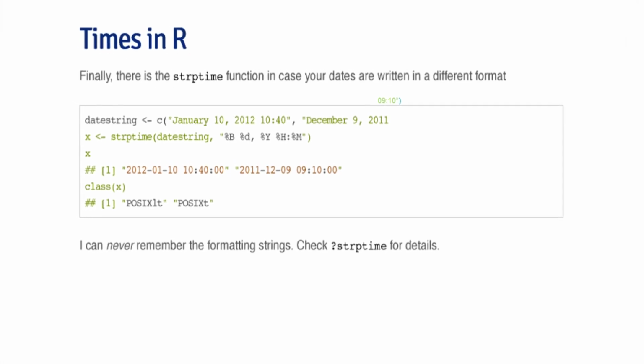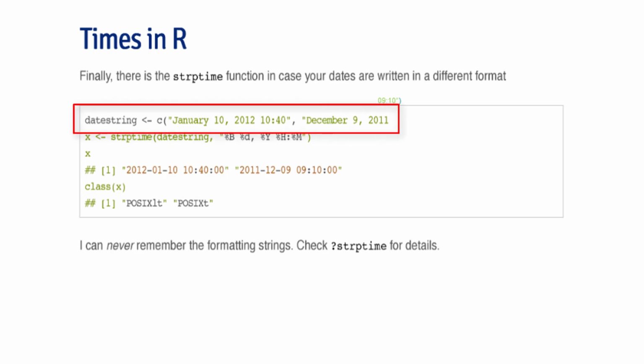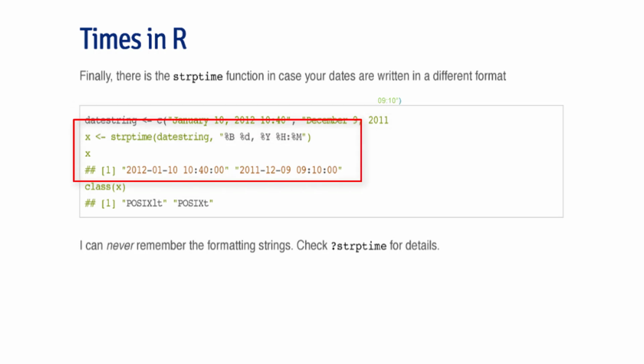So finally, there's a strptime function which converts dates which are written in character string format into date or time objects. Well, in this case, it converts into time objects. And they use what are called format strings. So here I've got a string that says January 10th 2012, and then 10:40, and then I have another string that says December 9th 2011 9:10. So if I want to convert these strings to time objects, I can use the strptime function. What I do is I pass the character vector and I pass it a format string.